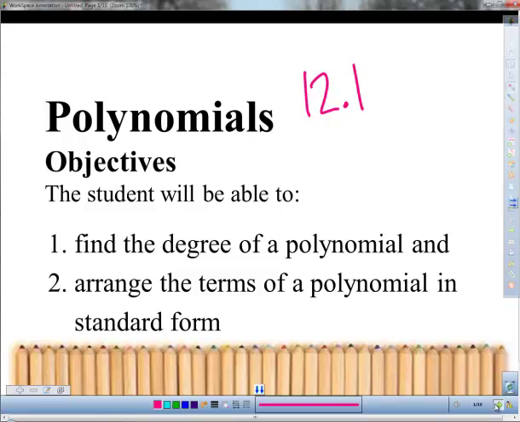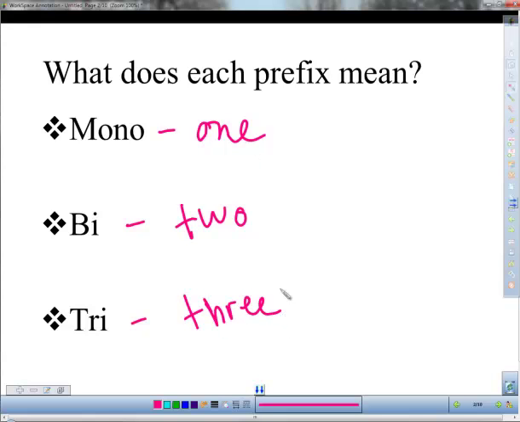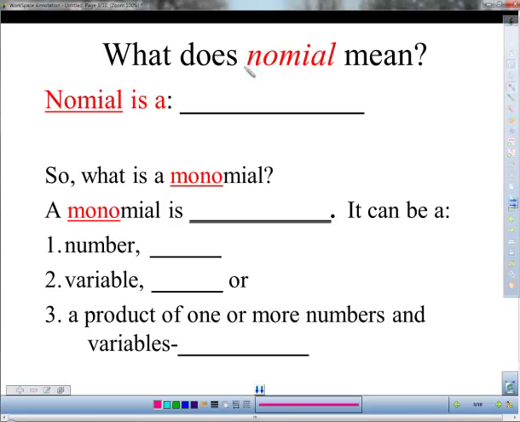So we're going to do some vocabulary first. The prefix mono, what does that mean? It's 1, bi is 2, and tri is 3. Make sure to write those down. What does nomial mean? Nomial is a name or a term. So what is a monomial? A monomial is one term.